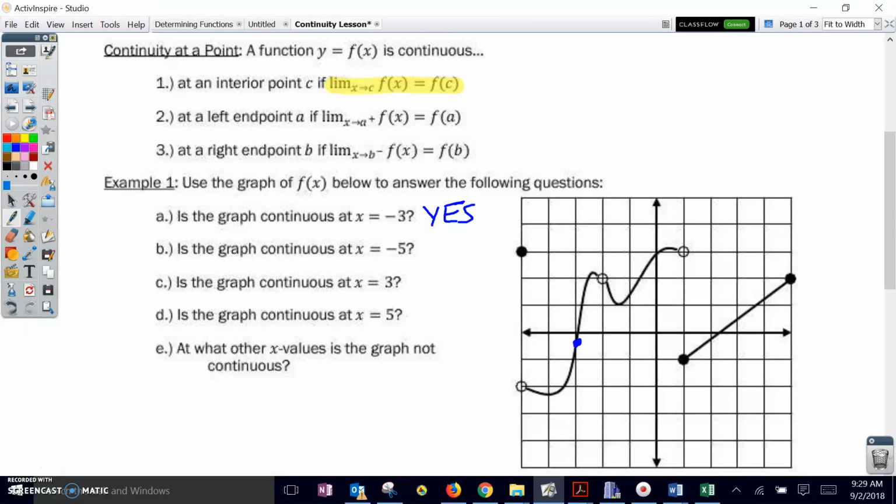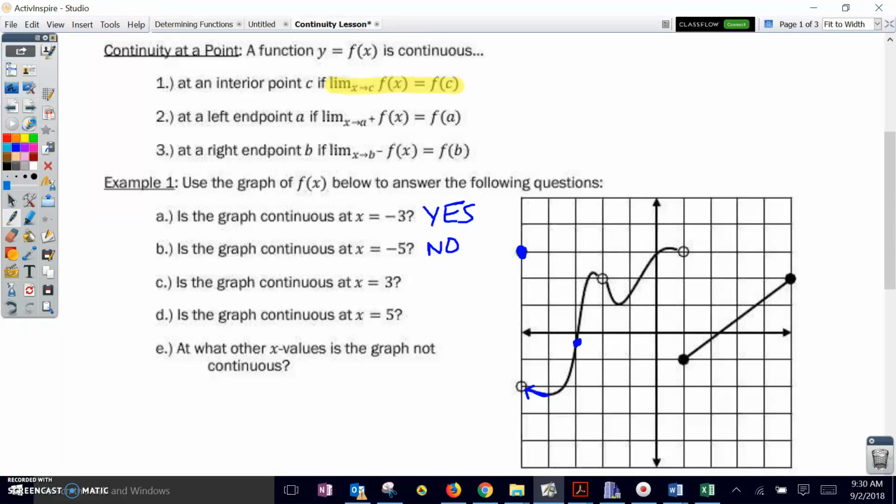Okay, how about at x equals negative 5? Well, here's the value of the function. Now this is at a left endpoint, so we only need the limit approaching from the right to be the same. But you see that the function approaches a different value on the graph as x is getting closer to negative 5. So the function is not continuous there.